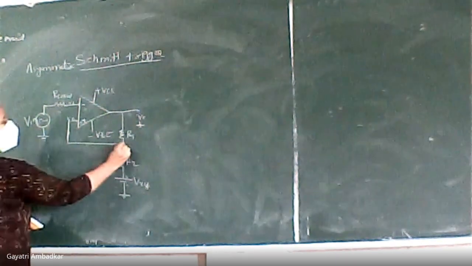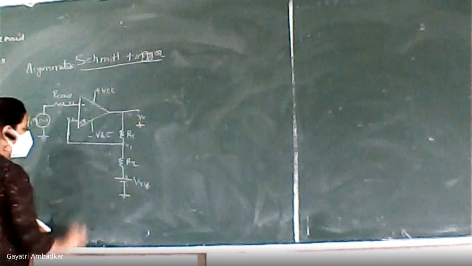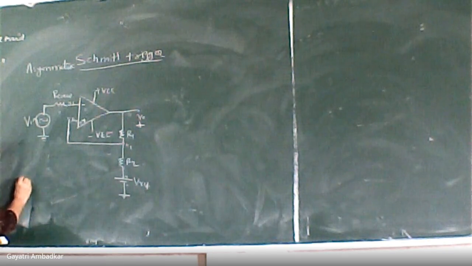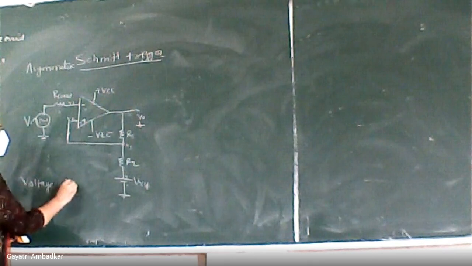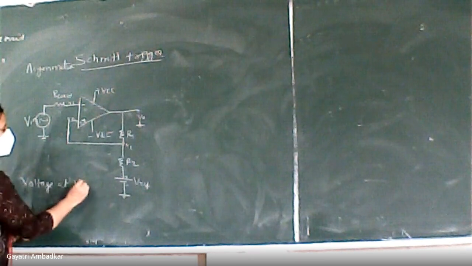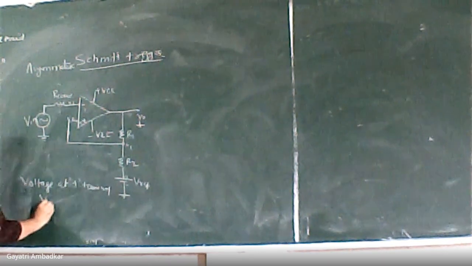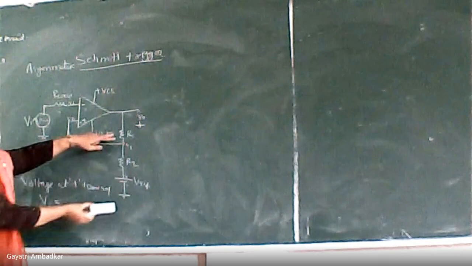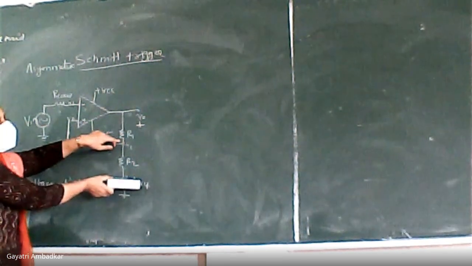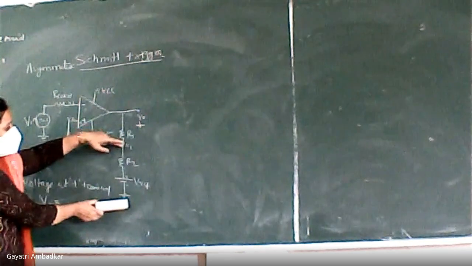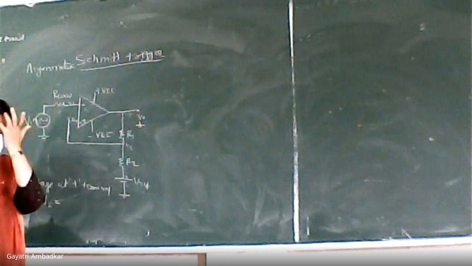What is V2 equal to? This voltage, same point. Now what is the value of V2? Voltage at the non-inverting terminal. V2 is equal to this voltage, right? Previously, this battery was not there. This DC voltage was not there. Now it is there. So what is the total voltage V2, the voltage between this point and the ground? Tell me.